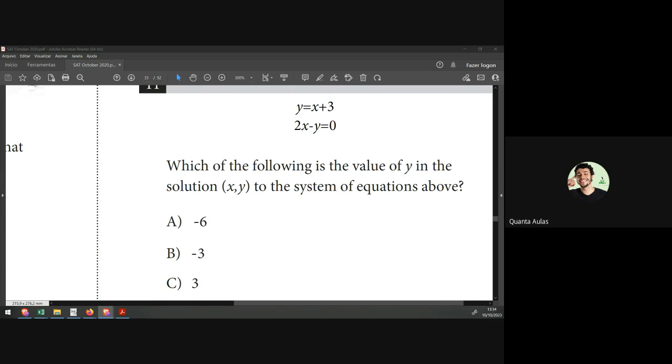We need to solve the system, isolate some letter. If I isolate the y on the second one, couldn't I just substitute the y on top for 2? Perfect. You need to do this. It's the faster situation here.